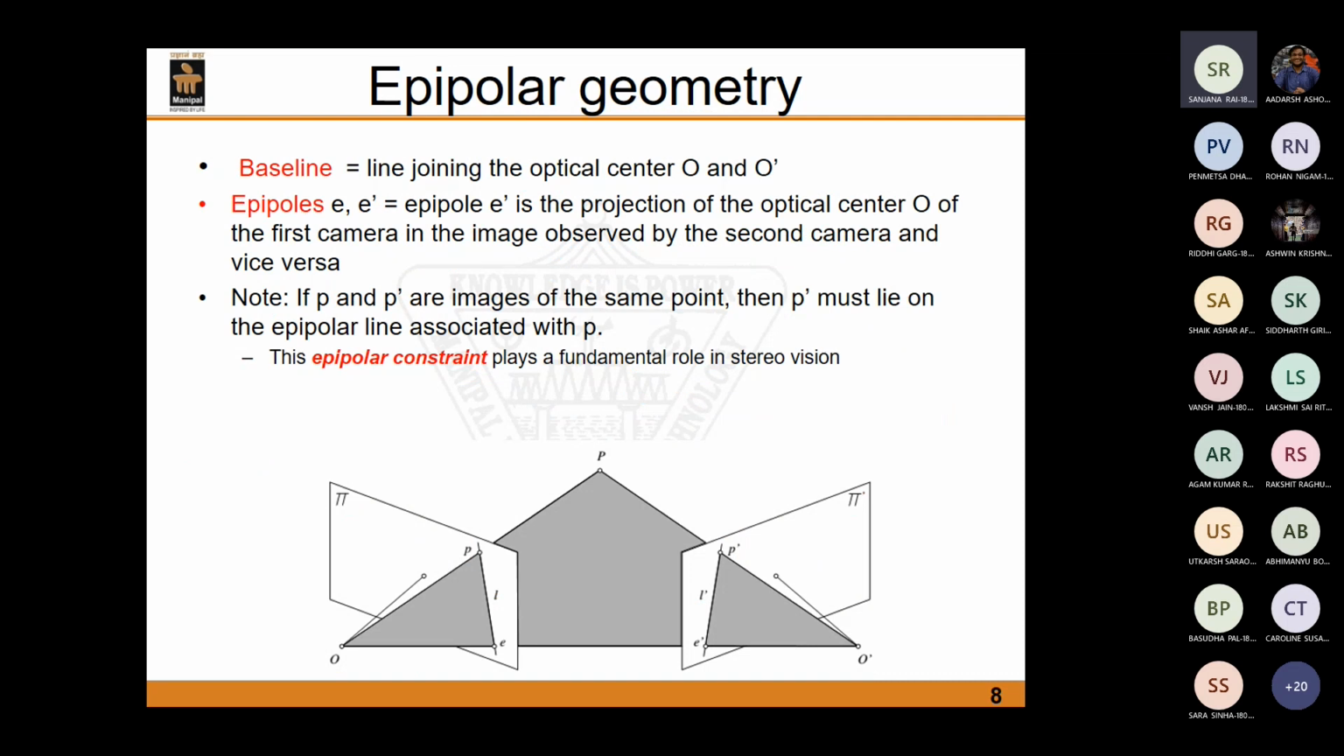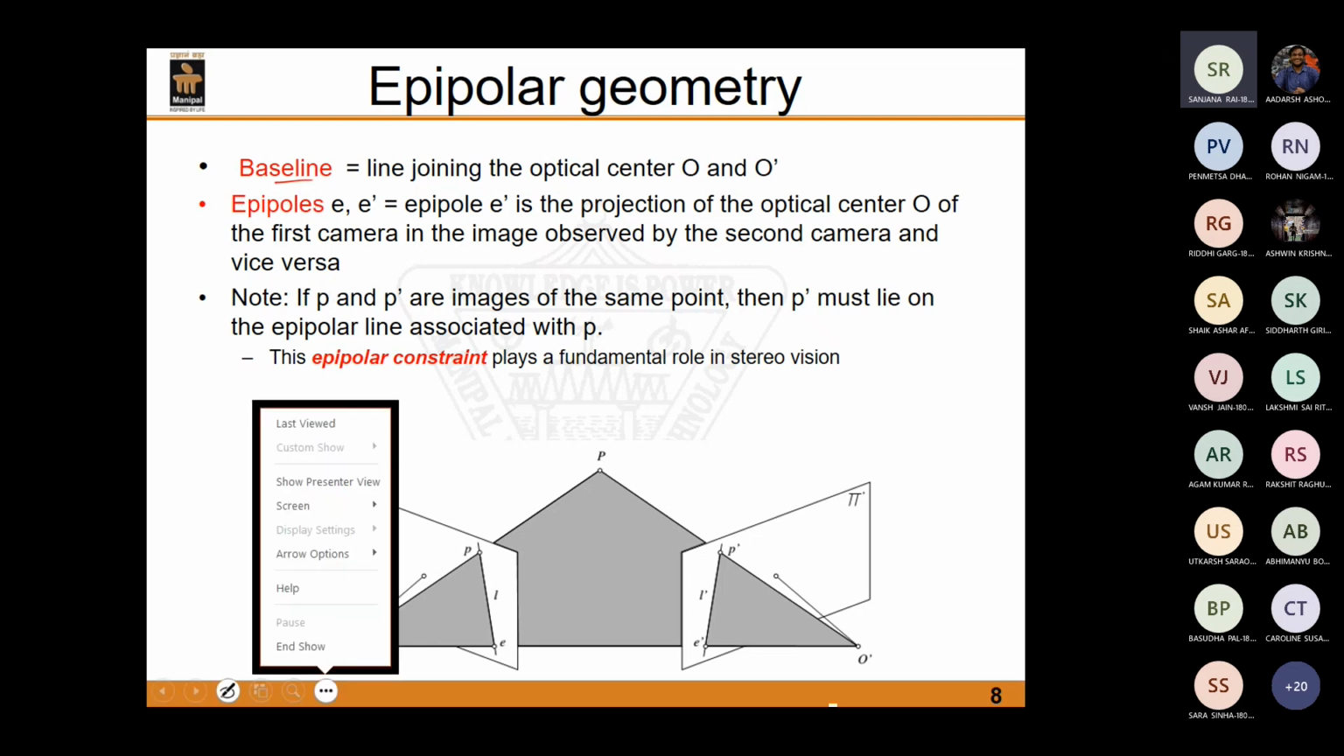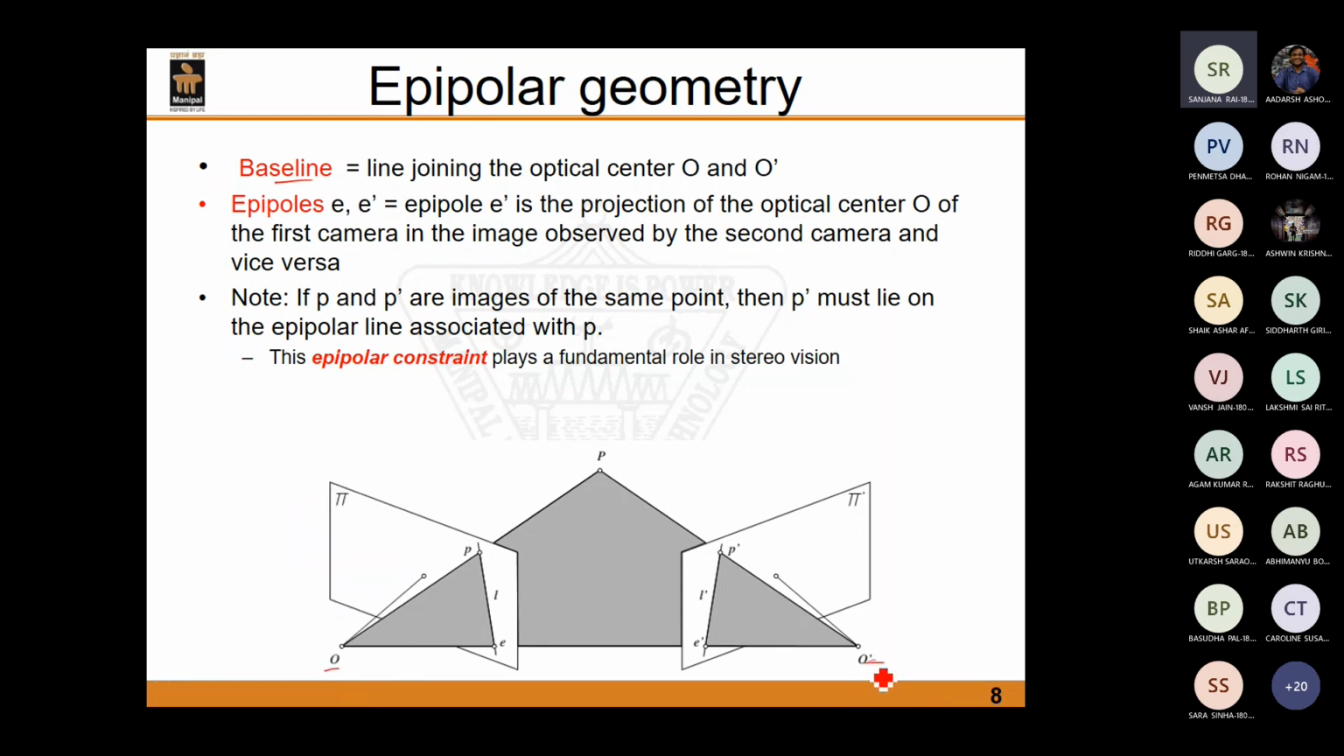Now, just some terms that you need to remember here. One is the baseline. These are the optical centers, or the camera centers, O and O dash, right? The line which joins O and O dash is what you call the baseline.